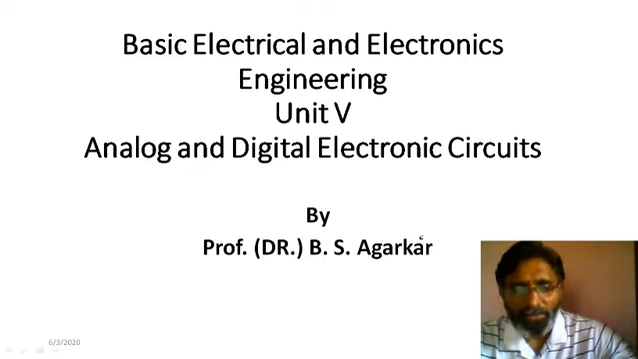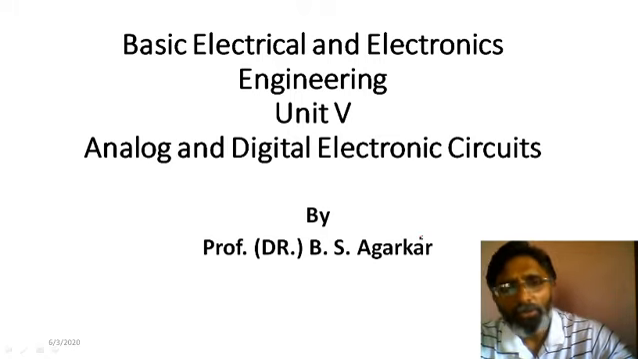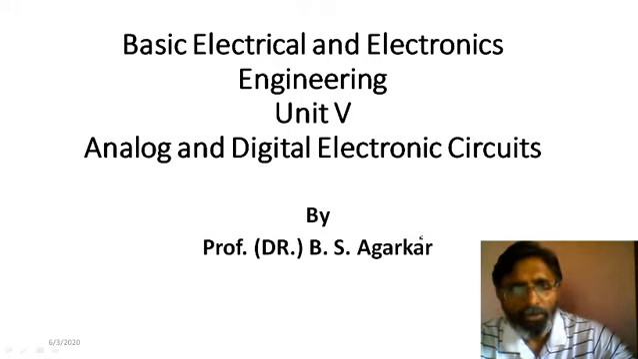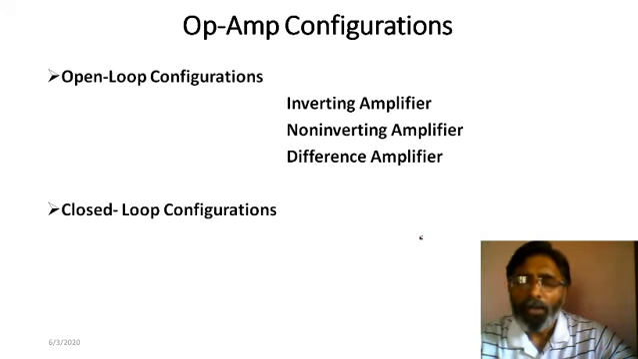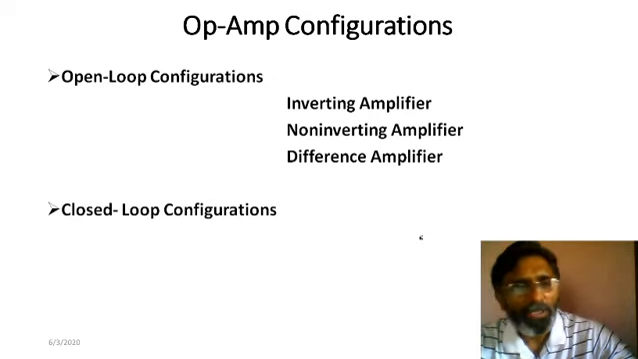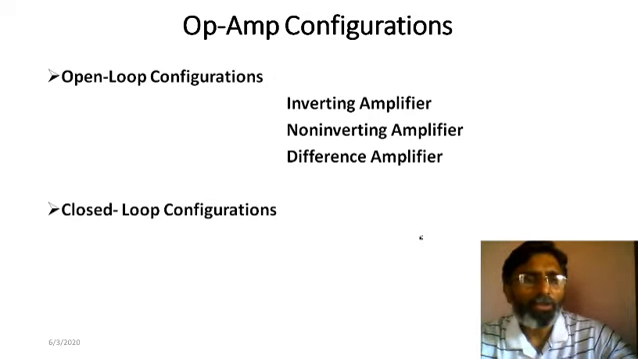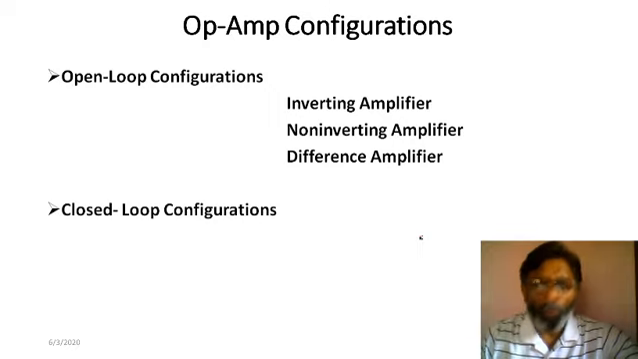Now with this knowledge, let us see how we can use it in the actual circuit. When we start using it in the actual circuit, we can use it in two configurations. One is known as open loop configuration, the other one is known as closed loop configuration. Now open loop configuration means what?